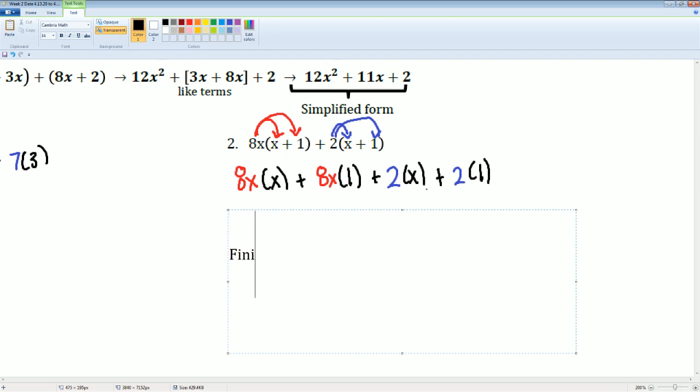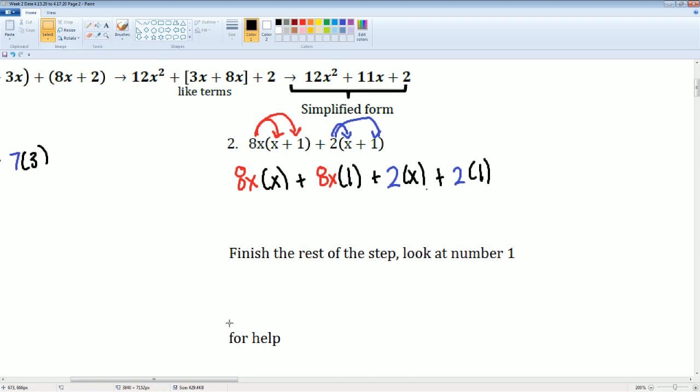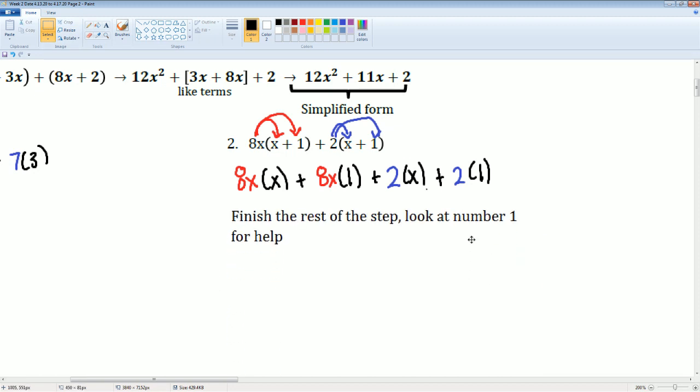You have to finish the rest of the steps. Look at number 1 for help, okay? Just want to make sure you have some practice for yourself here. Good? All right.